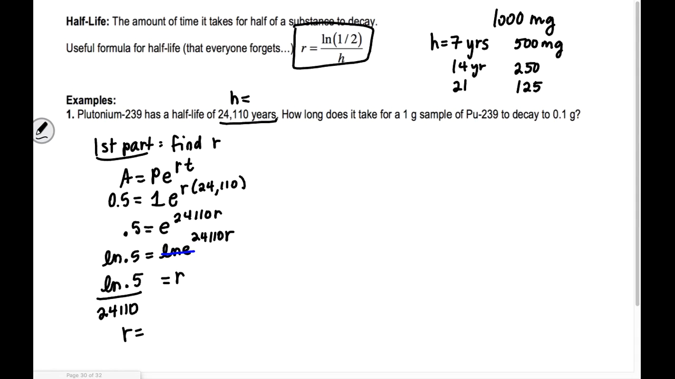Someone took my calculator. So I have natural log of 0.5. Here, I'll do it on the Wabbit thing over here.